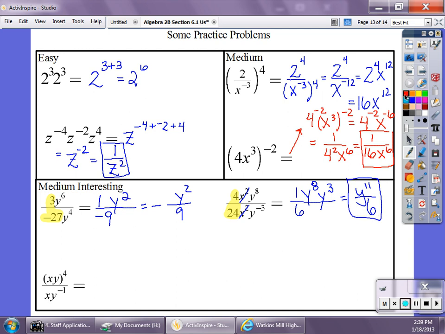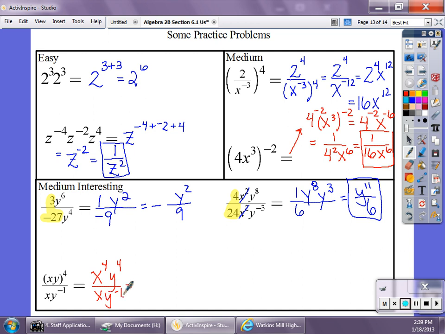Last example, x to y to the 4th power over x y to the negative 1st. Again, I'm going to try and clear parentheses to begin. Everything in the parentheses gets a power of 4, so we get x to the 4th, y to the 4th, over top, x, y to the negative 1st.